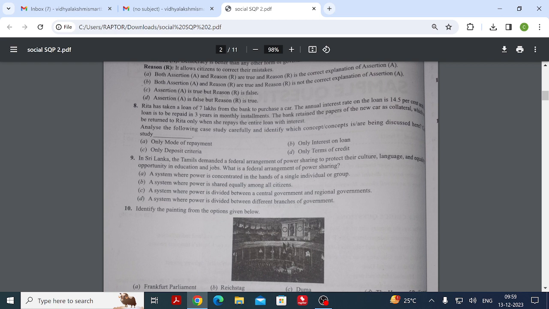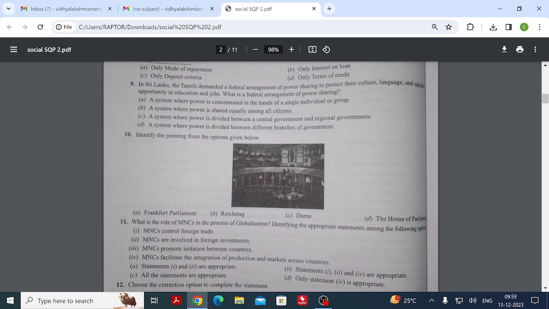The bank retained papers. Okay, everything. Analyze the following case study carefully. Identify which concept is being discussed here. What is the concept here? Terms of credit. You know, for a credit we need to see what the terms and conditions are, how much the loan amount is, how much the interest is, the mode of repayment, all of these are terms of credit. All of this should be discussed in the conditions of that credit loan. Understood? So terms of credit.